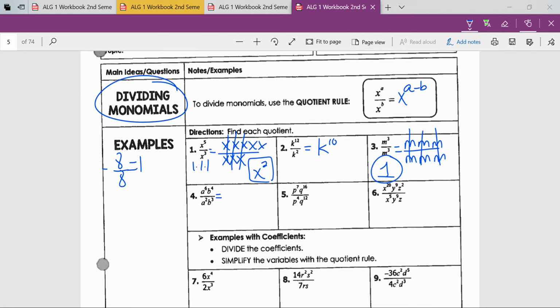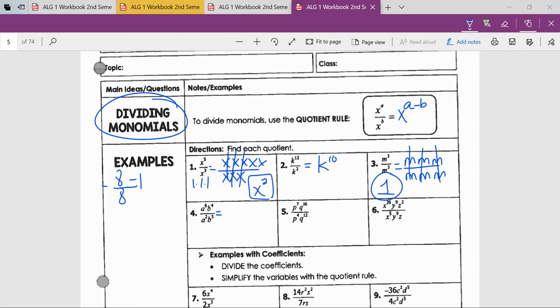Well, here we had 3 m's on the top and 3 m's on the bottom. So they eventually canceled all of them out. But I don't write 0, they divide to give me a 1. Alright, so when we divide monomials, we're going to subtract the exponents. Only the exponents.